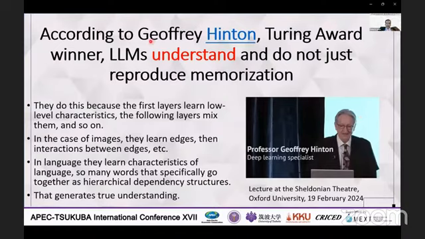Finally, according to Geoffrey Hinton, who has the Turing Award in computer science, this is like a Nobel Prize in computer science, he claims that machines are not just doing this thing, but are starting to understand what they are doing. So it's really incredible. It seems that the machine is able to understand.